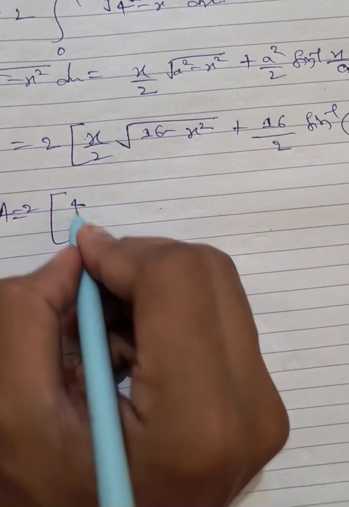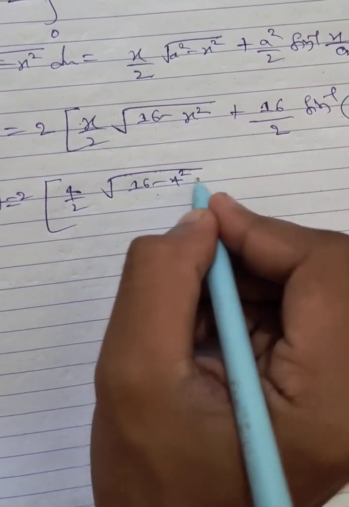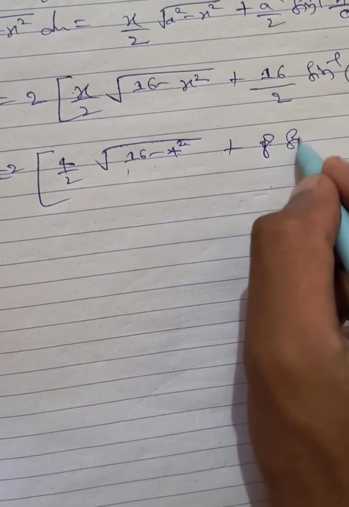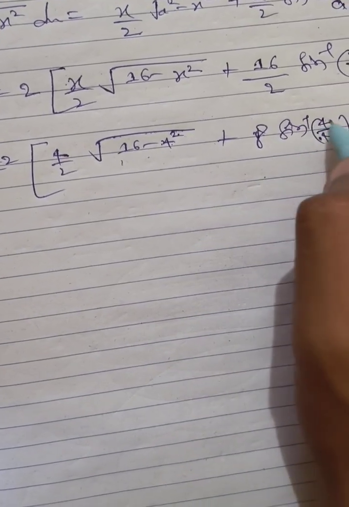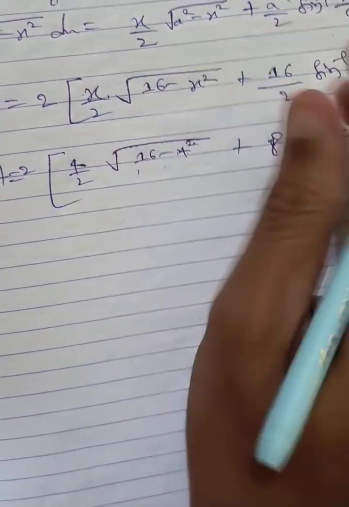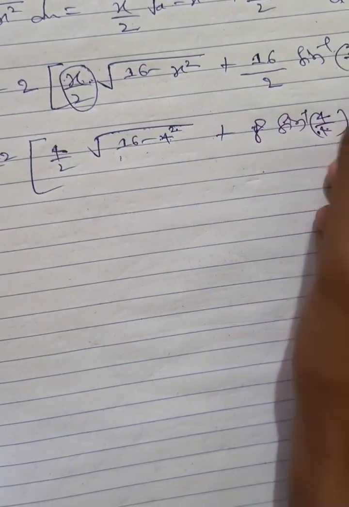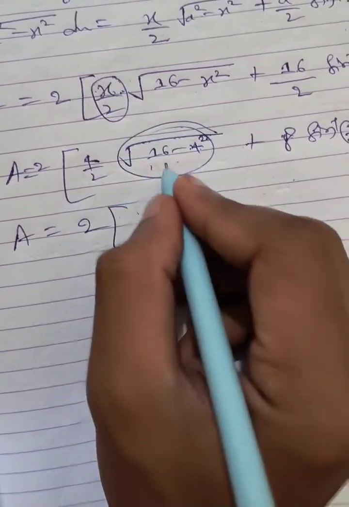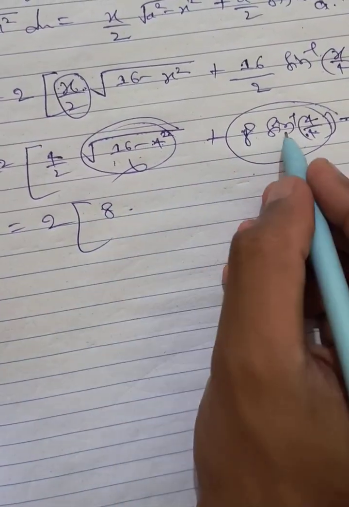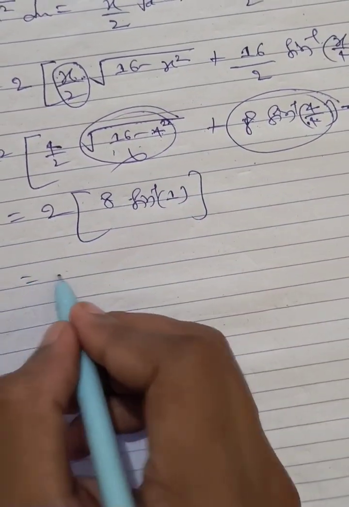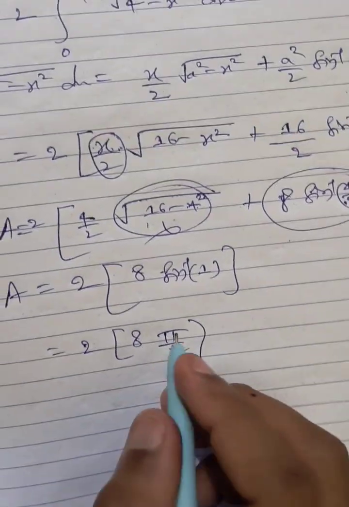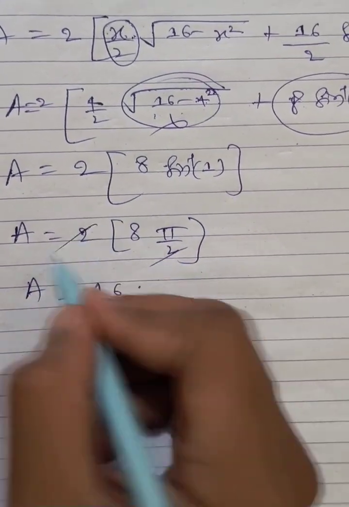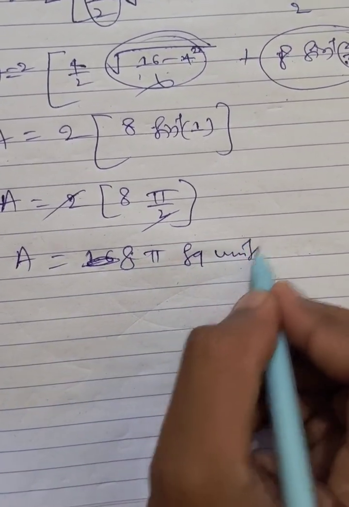First substitute the upper limit. 4 by 2 into under root 16 minus 4 square. 4 square is 16, and 16 minus 16 is 0. So the first value becomes 0. Then 16 divided by 2 is 8, sine inverse 4 by 4, which is sine inverse 1. Minus, if you substitute 0, you will get completely 0, because sine inverse of 0 is again 0. So area becomes 2 times, and only 8 sine inverse 1 is left. What is sine inverse 1? At 90 degrees sine is 1, so sine inverse 1 becomes pi by 2. So area becomes 2 times 8 pi by 2, the 2s cancel, so 8 pi square units. This is what the answer is.